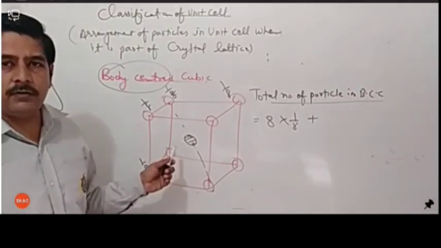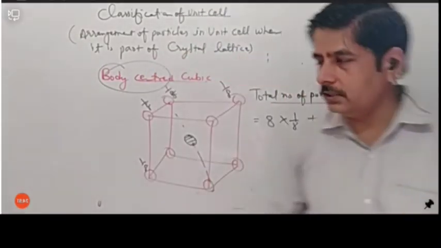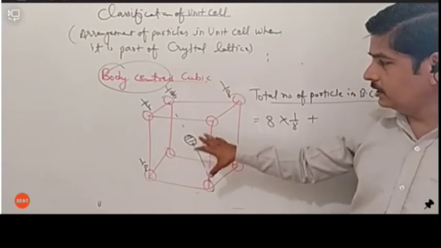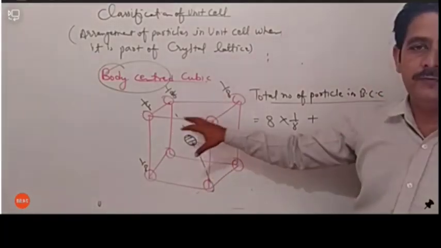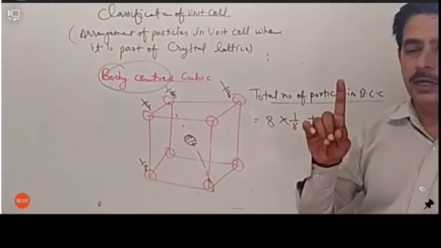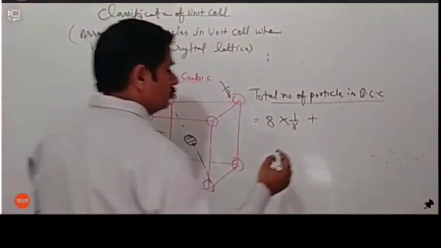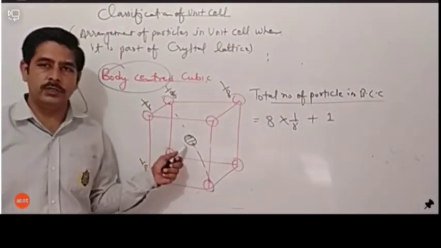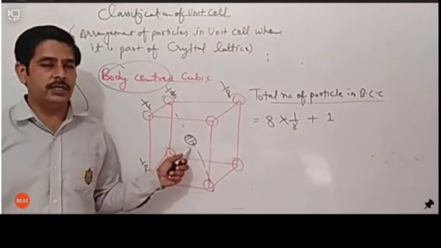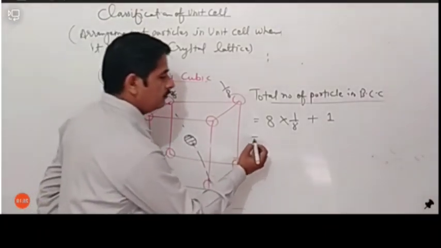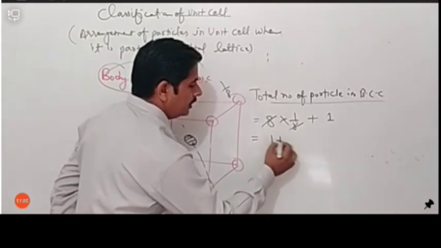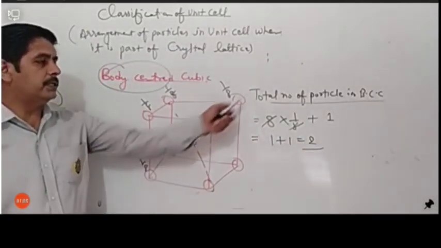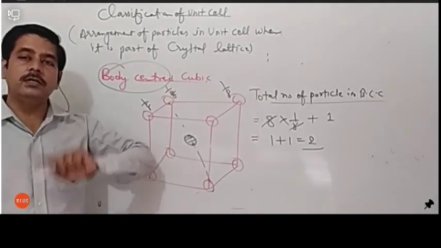Is it in contact with any other unit cell? क्या ये किसी दूसरे unit cell के contact में है? No, actually it is present in the center of this unit cell, so it will contribute 1. यहाँ पर इसका contribution 1 ही होगा, because it will not be shared by other unit cells. इसको दूसरे unit cell share नहीं करेंगे. So total number of particles will be 1 plus 1 equals 2. So there will be 2 particles in BCC when it is present in crystal lattice.